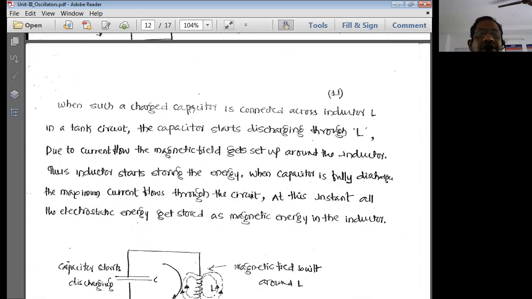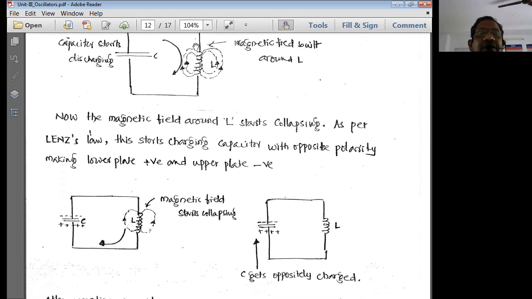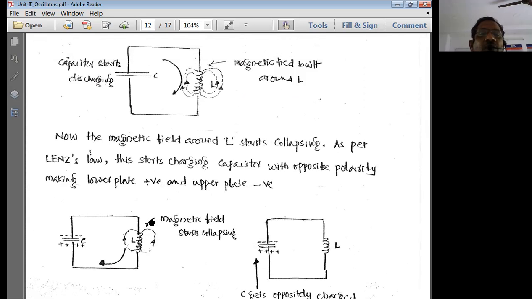After the inductor charges completely, what will happen? While the inductor is charging, how is the energy going to flow through the inductor? The direction of the magnetic flux lines goes from the north pole to the south pole. Like this, the magnetic flux lines will be moving. This is the north pole, this is the south pole, and the magnetic lines of force will be like this. The electric field is flowing opposite to this.